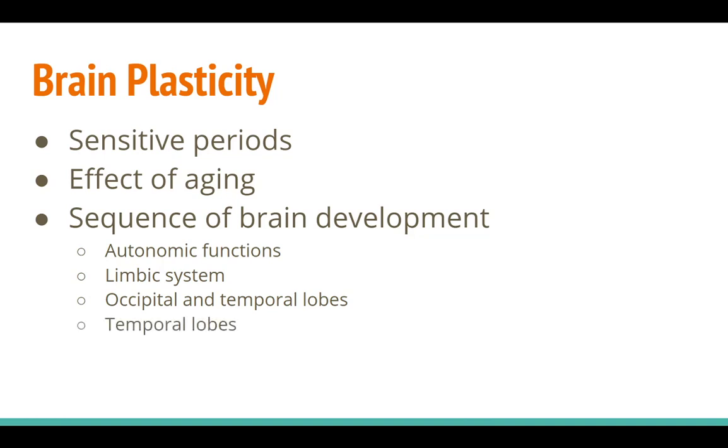And then we see more development in the temporal lobes, but this time the part of the temporal lobes that controls speech and language production. So that's why children don't start speaking until they're 1 or 2 years old, because their temporal lobes haven't developed to that point yet.